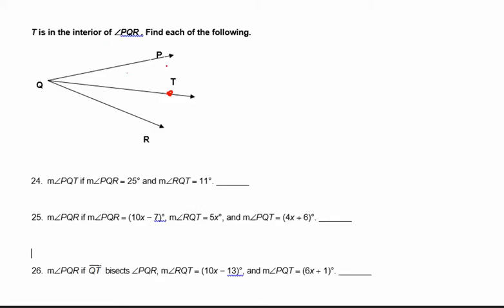First of all, we have this sketch up here that says that T is in the interior of angle PQR. Sketch this angle on a piece of scratch paper in your geometry notebook somewhere so that you can fill in the measurements as we go.